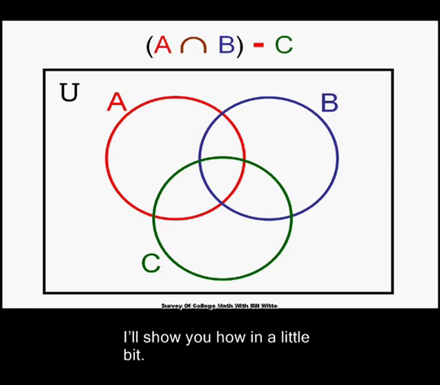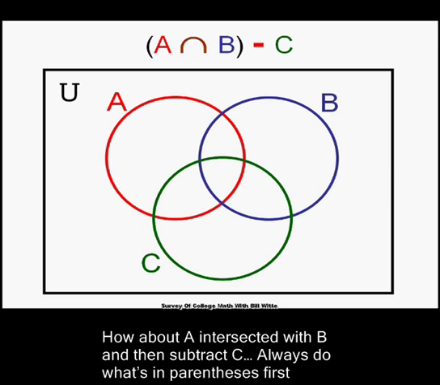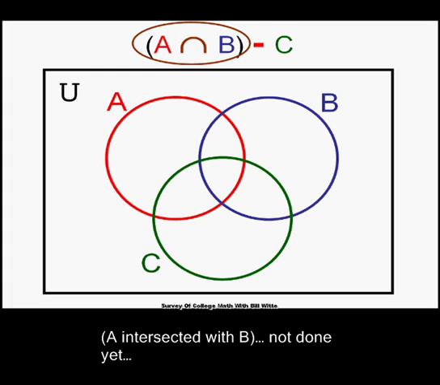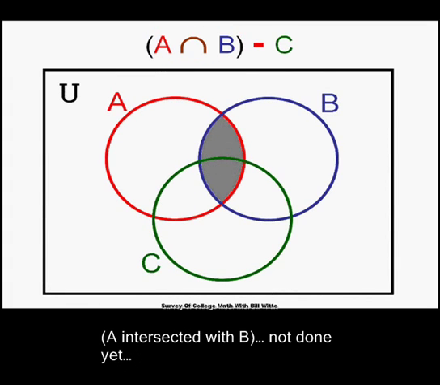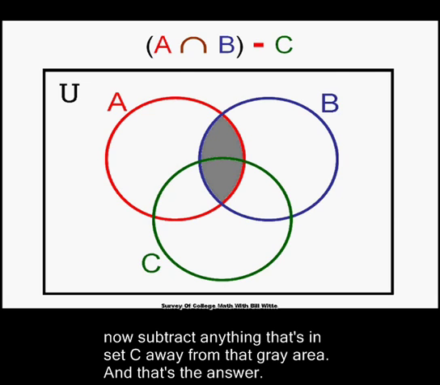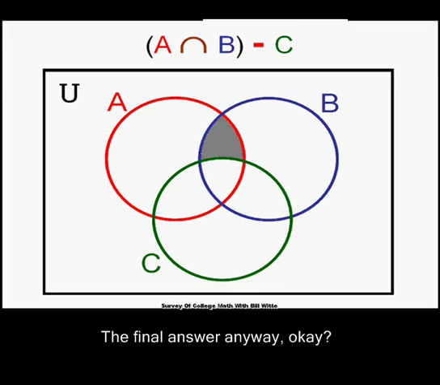How about A intersected with B and then subtract C? Got to do what's in parentheses first. A intersected with B. We're not done yet. A intersected with B. Now subtract anything that's in C away from that gray area. And that's the final answer.